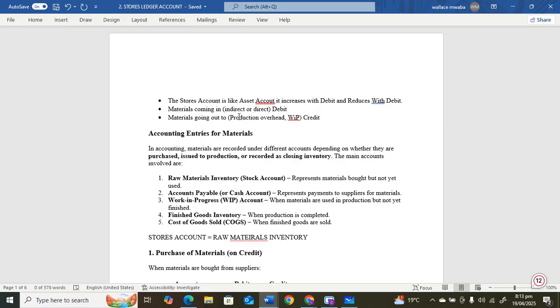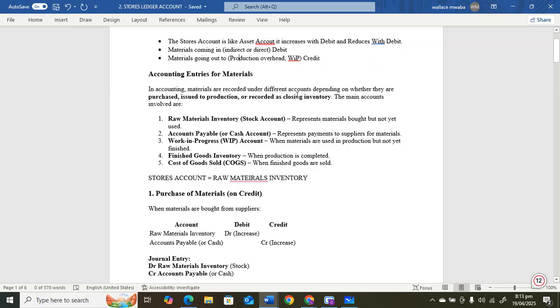Then remember important points. We've got raw materials inventory. This is the material you buy which you need to make your finished products. You've got your accounts payable. These are your suppliers. In case you buy raw materials from them on credit, they become your accounts payable, meaning you're owing. These are people who you owe.